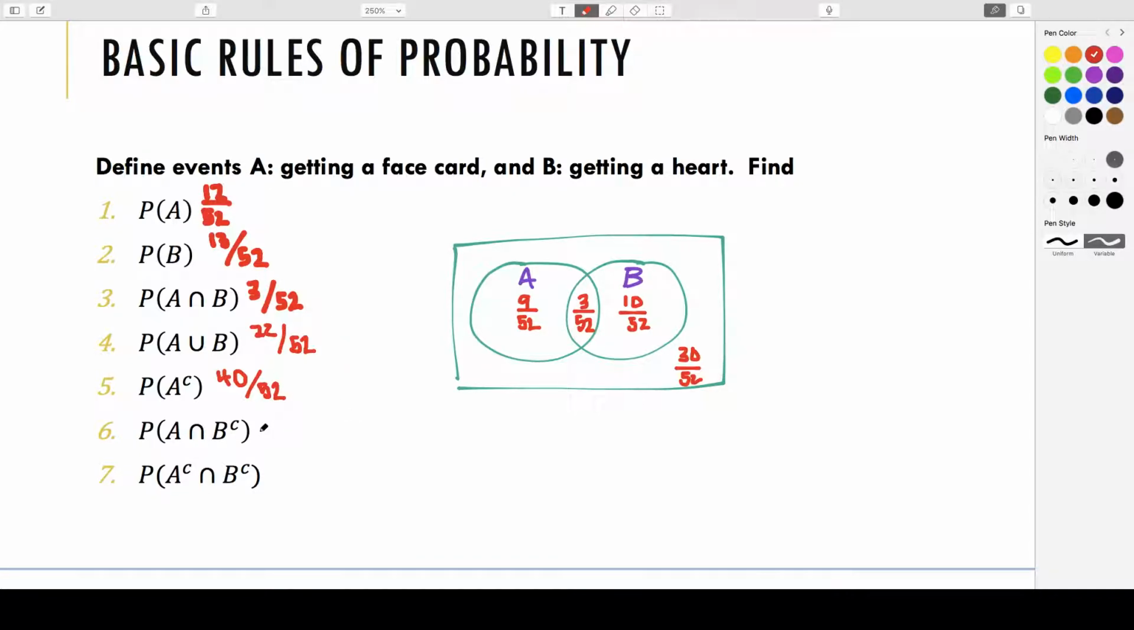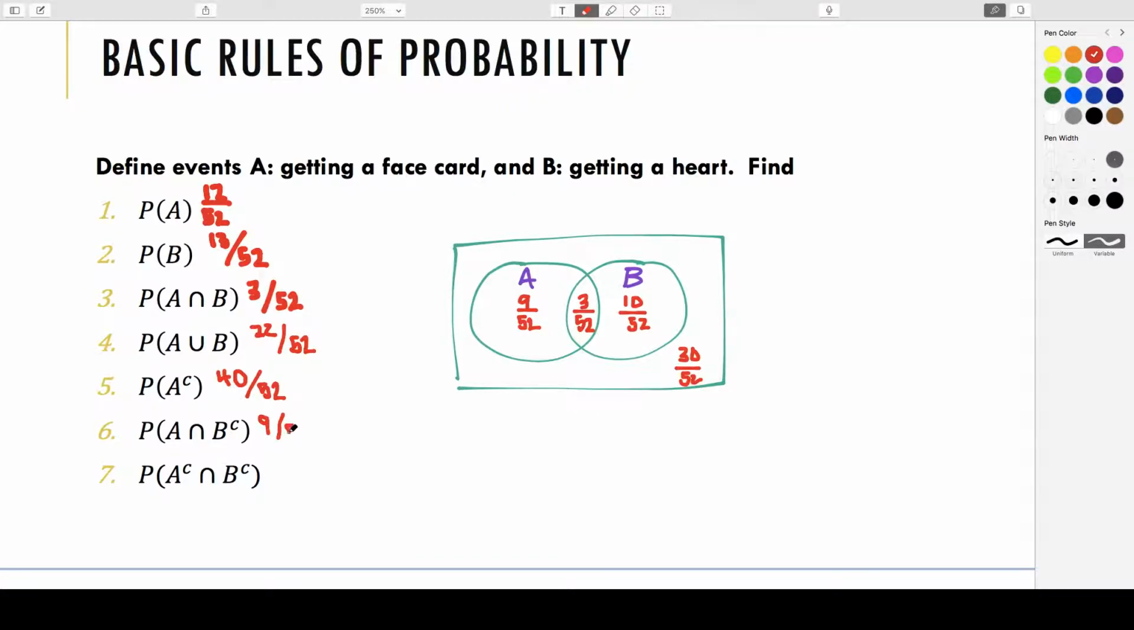What's 6? And not B. A and not B, which means what? A occurs for sure, but B doesn't. So 9 out of 52. Which one is it? 39. No, it's 9 out of 52. I see what you're thinking when you think 39, but A happens. So we know it is this part right here. B doesn't happen at all. A definitely happens, so it is 9 out of 52.